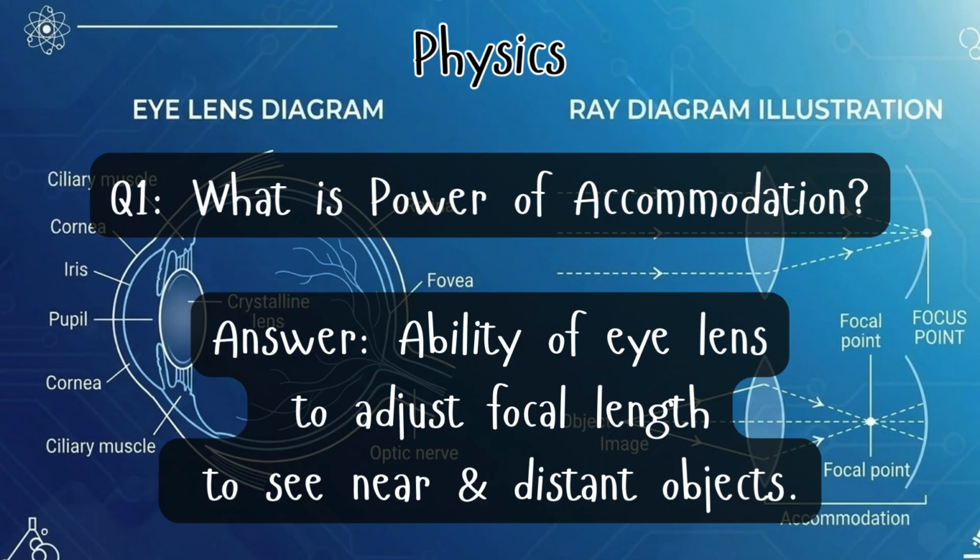Let's start with physics. One of the most repeated questions is from the human eye chapter. The question is, what is power of accommodation? This is usually asked for 2 marks. The answer is ability of eye lens to adjust focal length and to see near and distant objects.